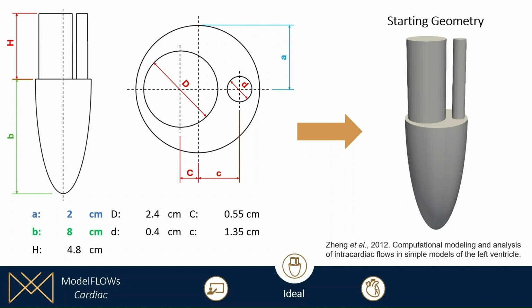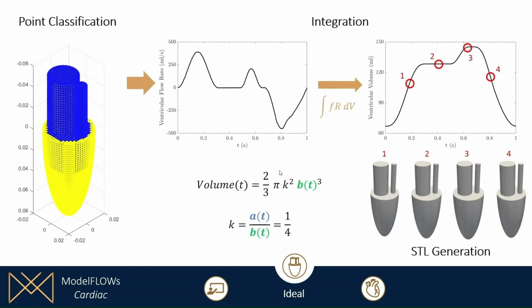from Zeng et al. 2012, and as you can see here, the geometrical features are quite simple. In the end, the ventricle is a semi-ellipsoid, and here you have all the parameters needed for the generation of this geometry. So once we use a CAD software or some tools to generate this geometry, we are going to go to our STL file generator in MATLAB.